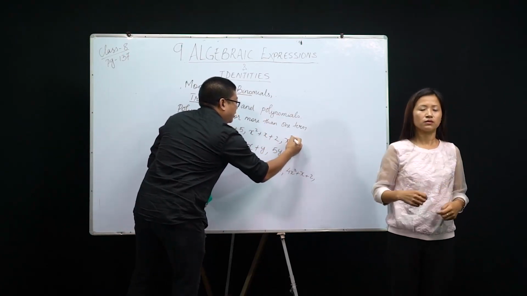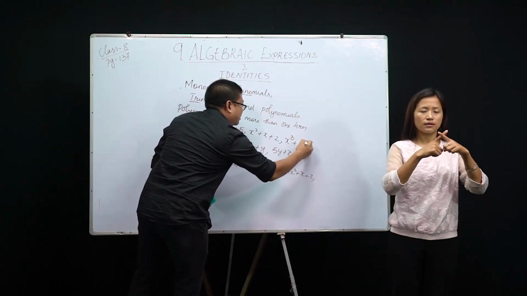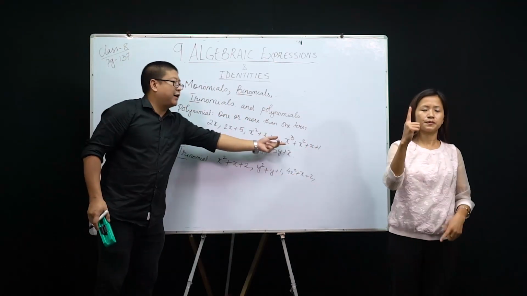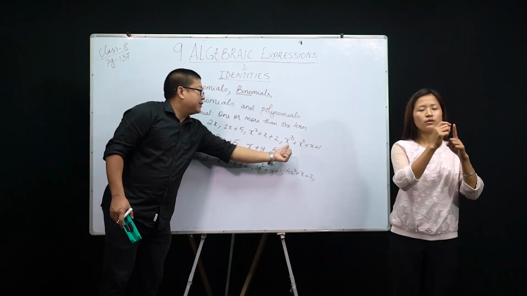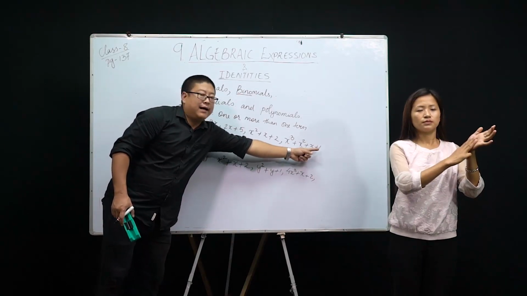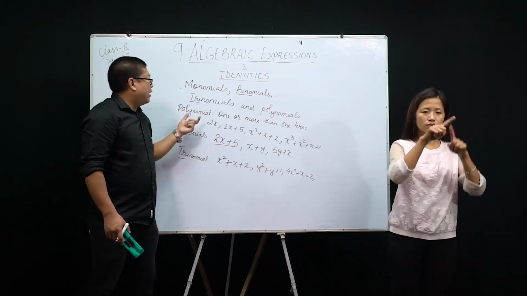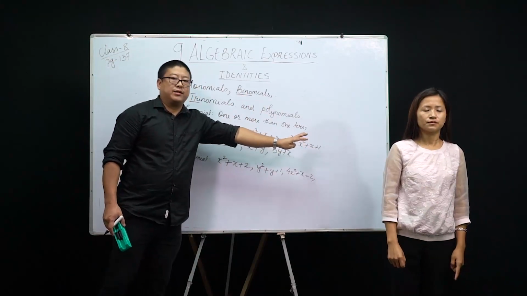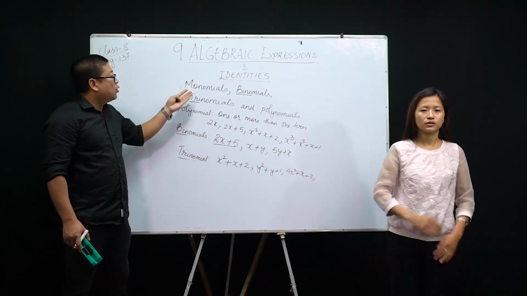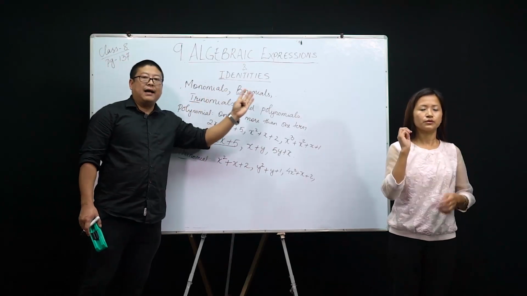And we can also go further. x cubed plus x squared plus x plus 1, for example, can also be a polynomial. Here you can see that there are 4 terms: x cubed, x squared, x, and 1. So a polynomial has no restrictions. It can have any number of terms. So these are all about monomial, binomial, trinomial, and polynomial.